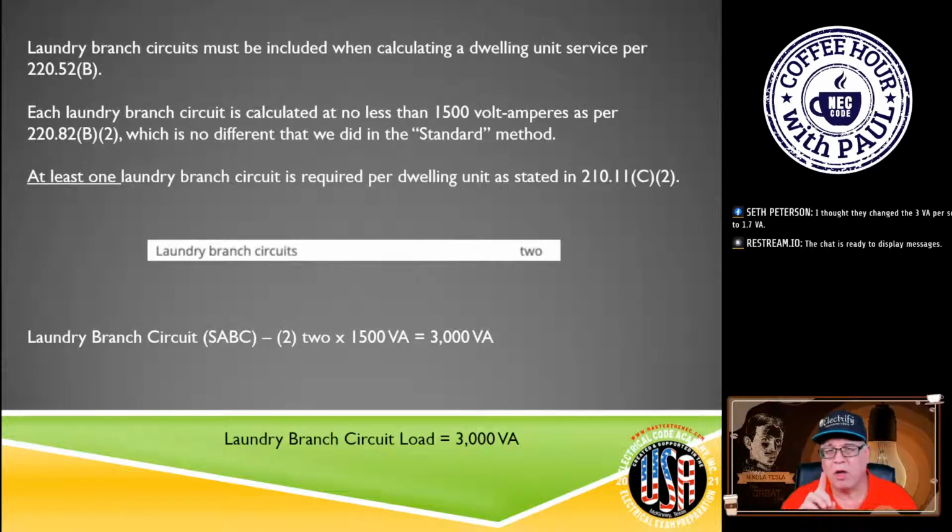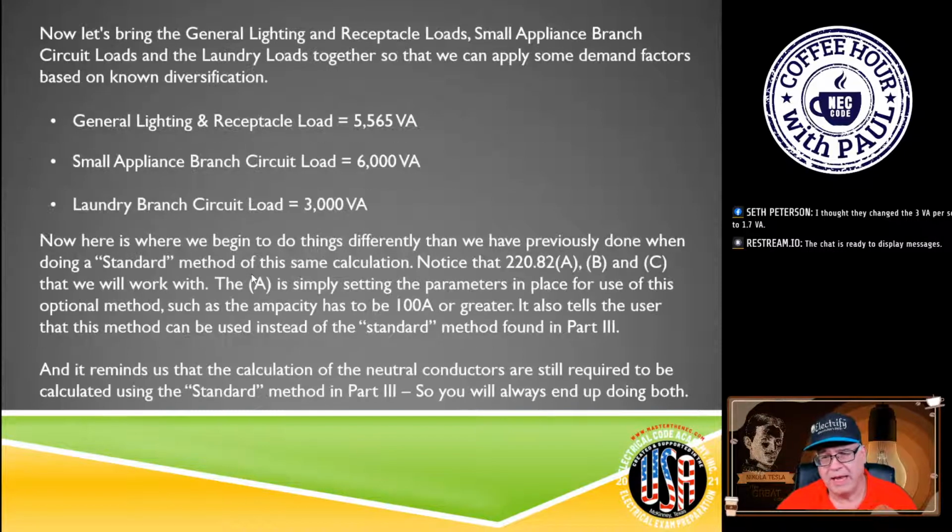We have at least 1 laundry. In our case, we've got 2. They're 1,500 VA each, so we're going to account for that. Again, you see here it says laundry branch circuit. So 2 times 1,500, that is 3,000. So we add that to our equation.